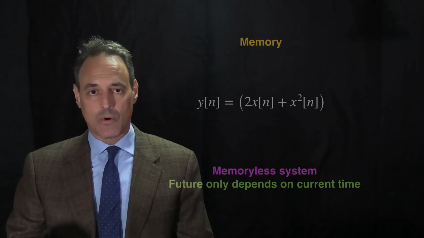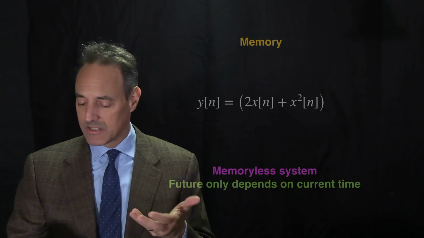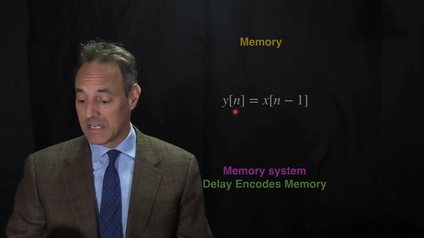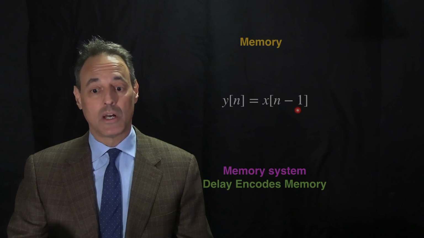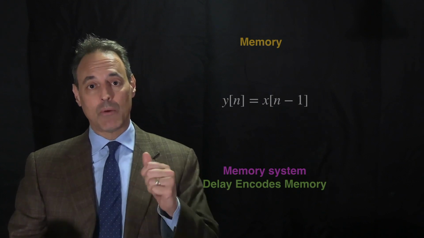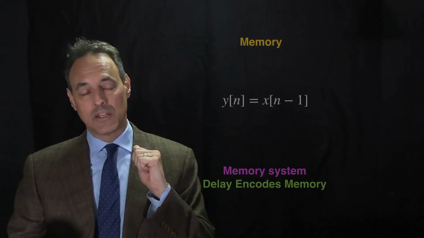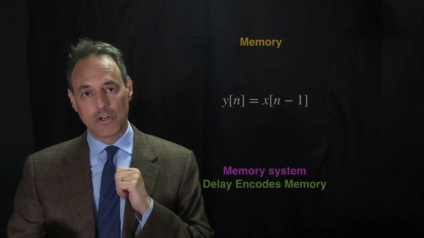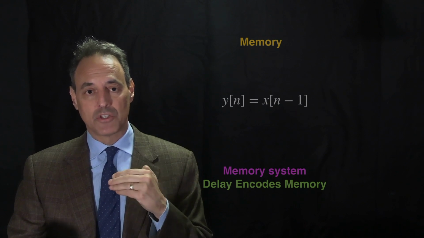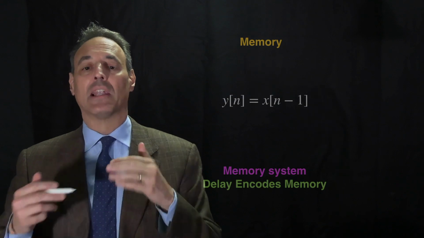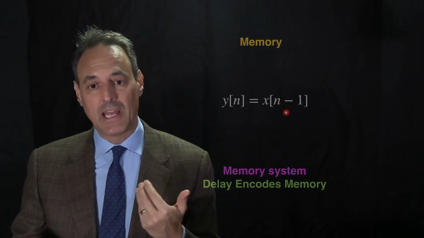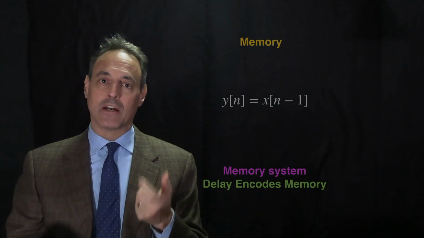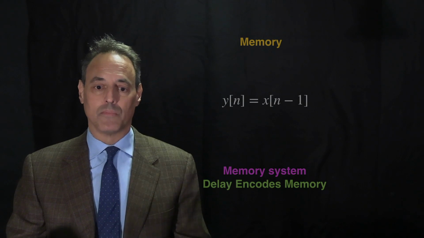So you ask the question, does the system have memory or not? A system like this does not have memory, but a system as simple as this, y of n equals x of n minus 1, has memory. In other words, it relates to one time in the past. This is this n minus 1. So you start to see that memory systems are kind of interesting, because for instance, this is just a simple delay. This is what this function is. I delay this thing by 1 unit. That delay encodes a memory into your system.